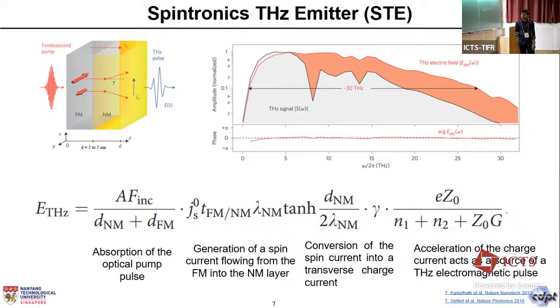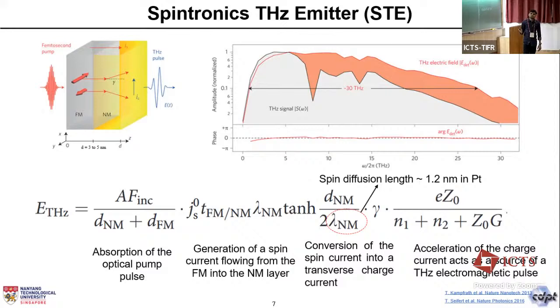So this equation actually explains everything that I just told, all the phenomena that are happening, starting from absorption of the optical pump to the acceleration of charge current and hence terahertz. There's an important term here which is called spin diffusion length. This spin diffusion length is basically the length scale at which the spin current is penetrating into this platinum layer and is converting into charge current. And typically platinum has a spin diffusion length of 1.2 nanometer. So in a crude way, we can say that within this thickness or just beyond this thickness, whatever spin current is going into the platinum layer is already converted into charge current. It is already converted into terahertz within that thickness.